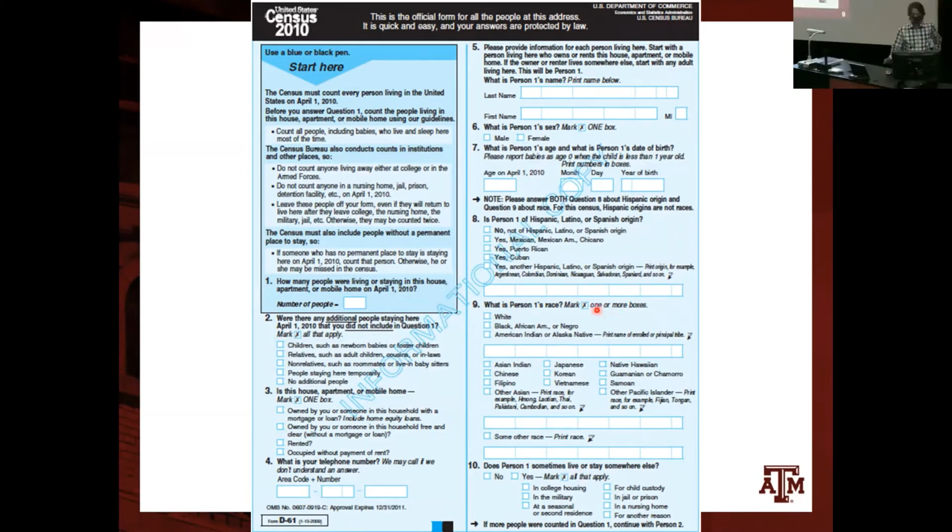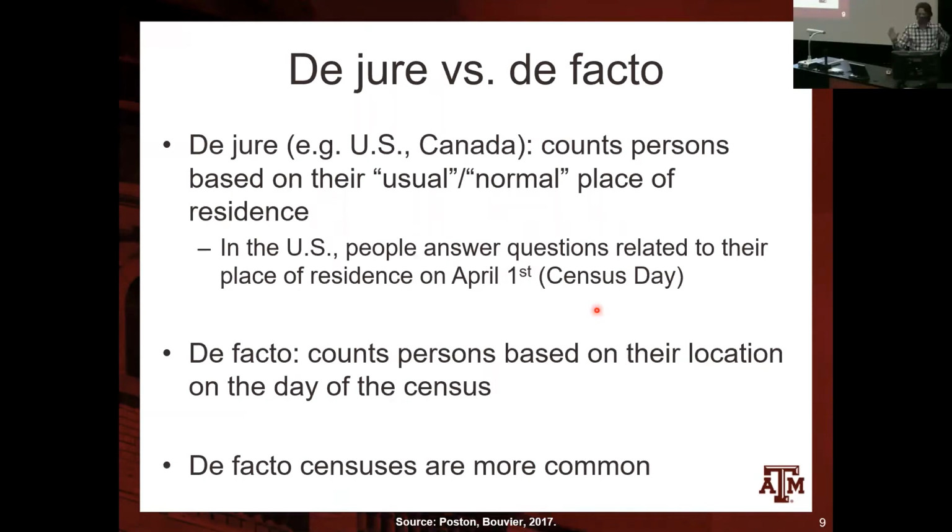There are two different kinds of censuses, the de jure and the de facto census. This is related to how you will define whether the person lives in a specific area. The de jure census, which is the case of the US Census and Canada, for example, counts persons based on their usual, normal place of residence.